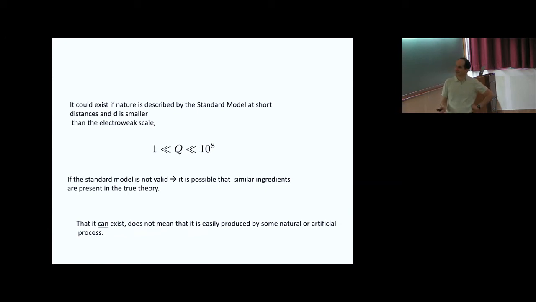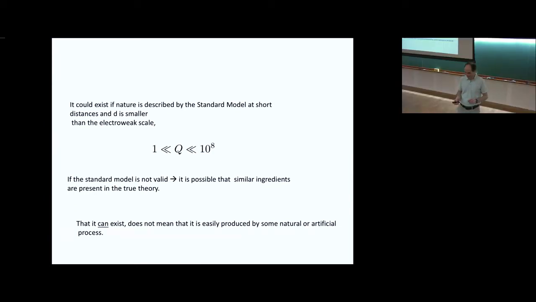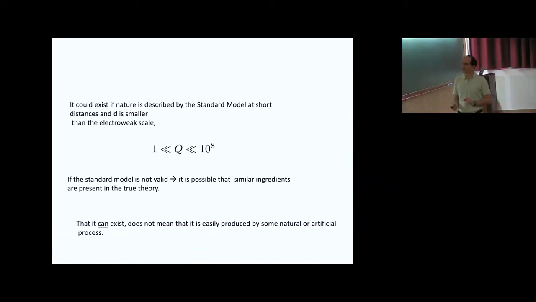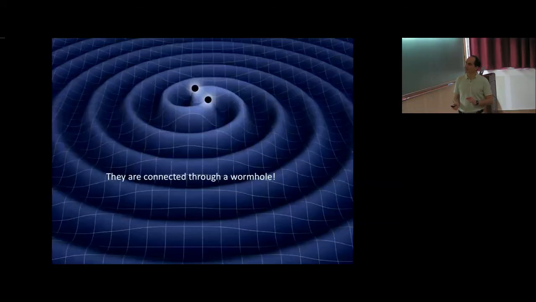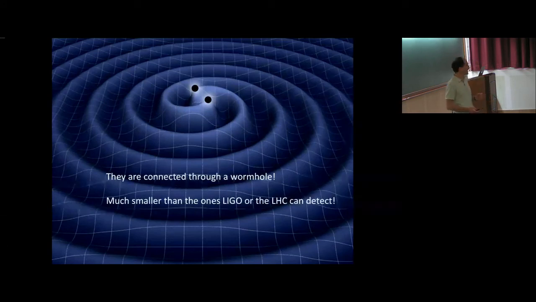Now, the fact that it can exist doesn't mean that it's easily produced. It doesn't mean it's absolutely stable. This solution is only metastable. We don't know how to produce it in a reasonably easy way. I mean, maybe someone can think of a better way to produce it. So you find these two black holes that are connected through a wormhole. Of course, they are much smaller than the ones that LIGO or even the LHC can detect, unfortunately.